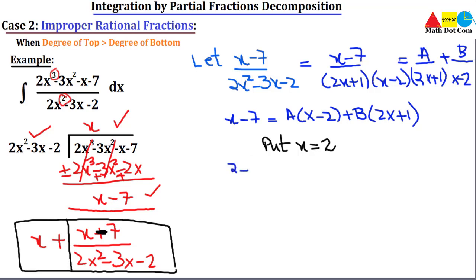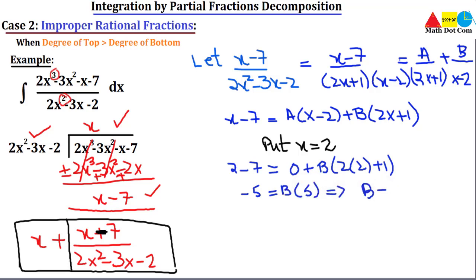So 2 minus 7 is equal to 0 plus b into 2 times 2 plus 1, so it will be minus 5 equals b into 5, and we will get the value of b as b is equal to minus 1. So this is the value of b. Now we have to find the value of a.